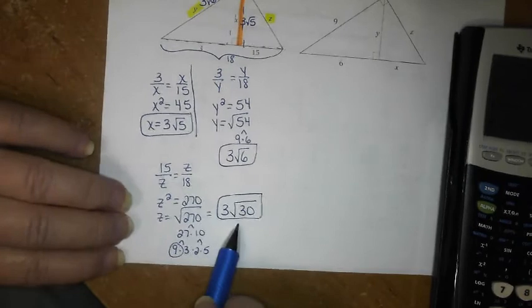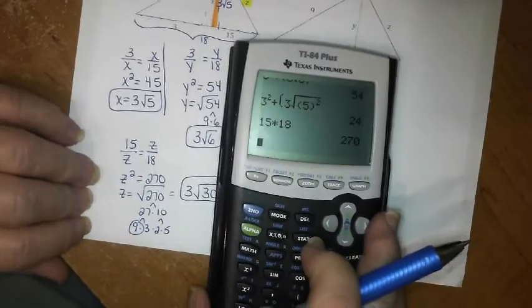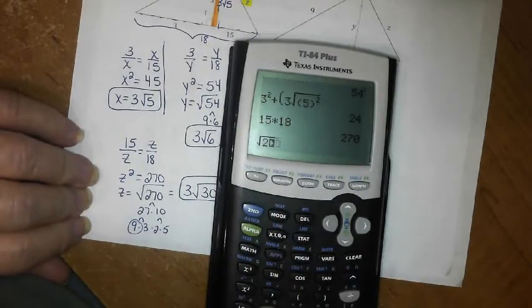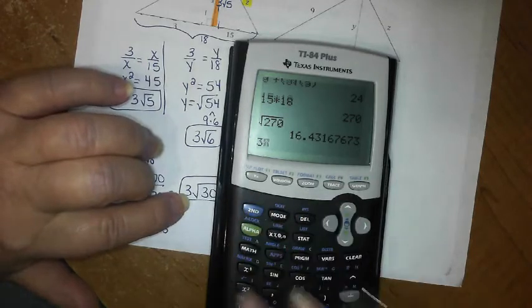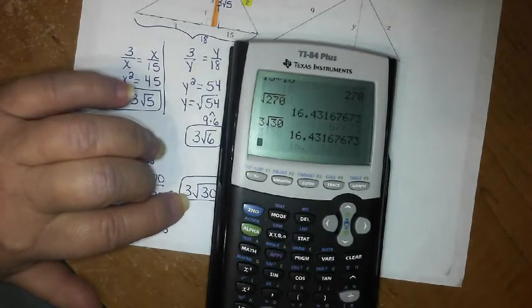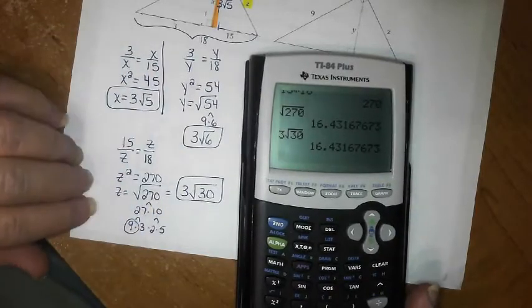If you're simplifying your square roots and you're just like, is that really equal to that? Just try it. What's the square root of 270? It's that. And then type in your answer. What's 3 times the square root of 30? It's that. So it is simplified. It is equal.